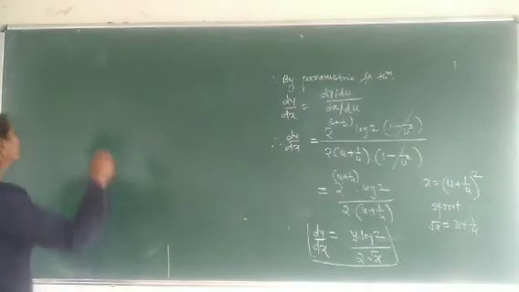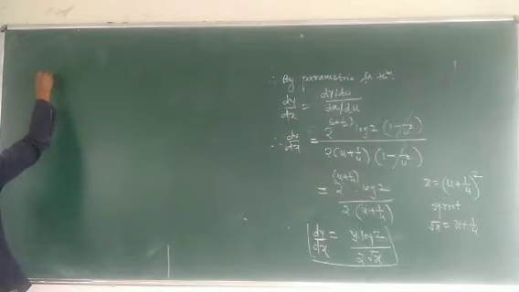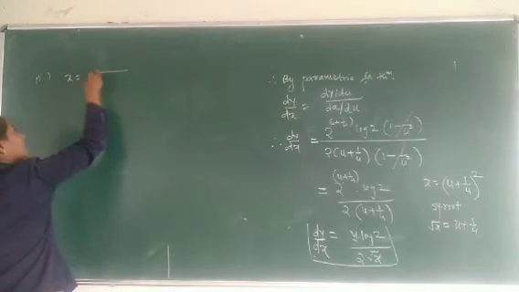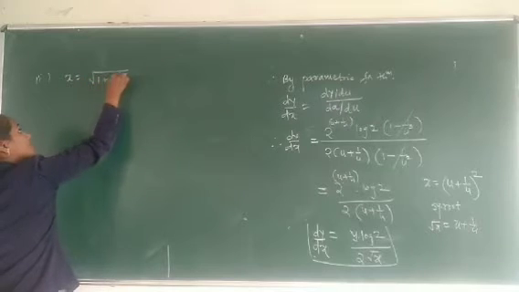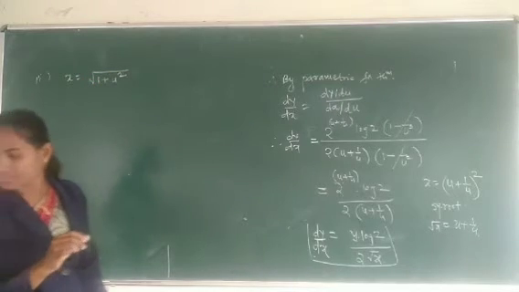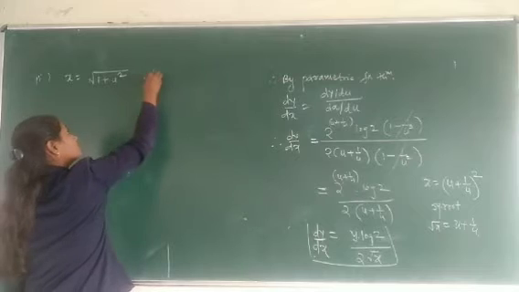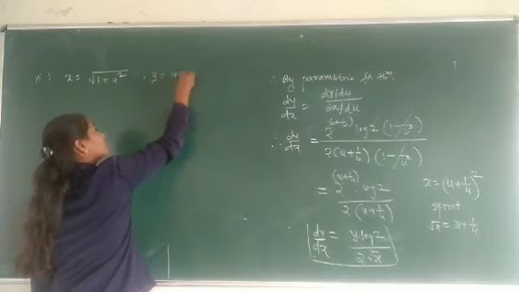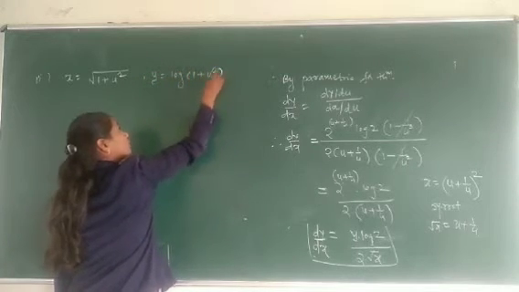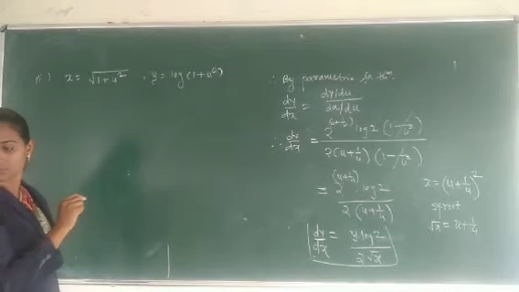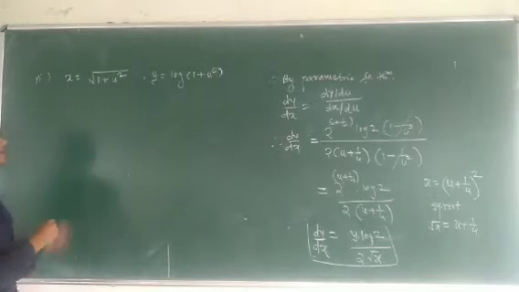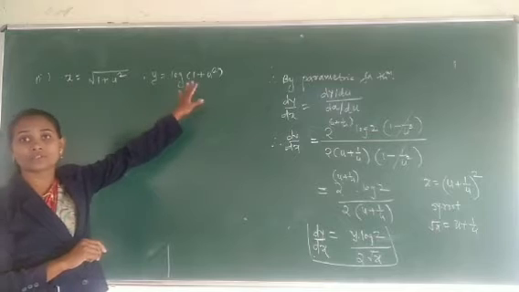x is equal to under root 1 plus u square and y is equal to log of 1 plus u square. Now again x and y both are functions of u.